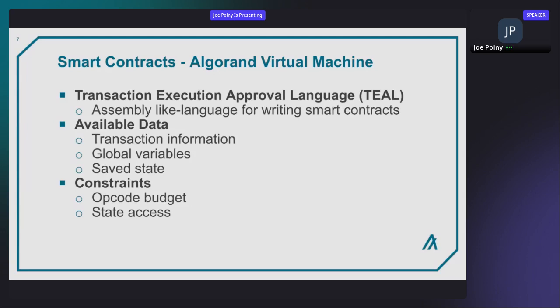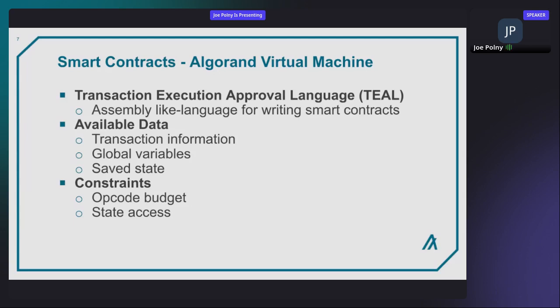Therefore, they have a higher opcode cost. So when you're executing a smart contract, you have a certain opcode budget available to you. I believe for applications, it's 1900. And that basically means you have that many operations to work with. Then once you run out, the transaction will fail.